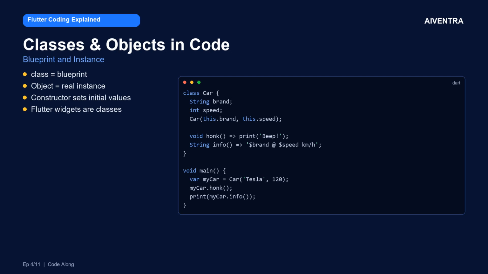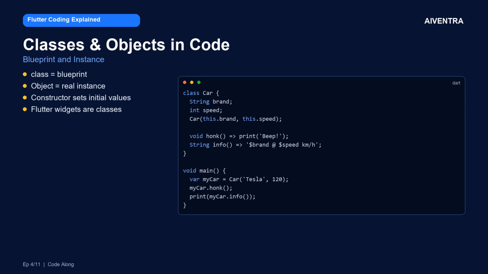Flutter is built entirely on classes and objects. Let's write a real class and use it. We created a class called Car. Inside we have two properties, brand as String and speed as int. The line Car(this.brand, this.speed) is the constructor. It runs when we create a new Car object.